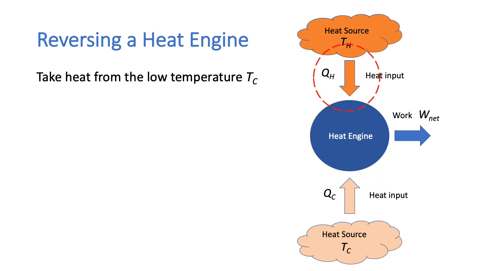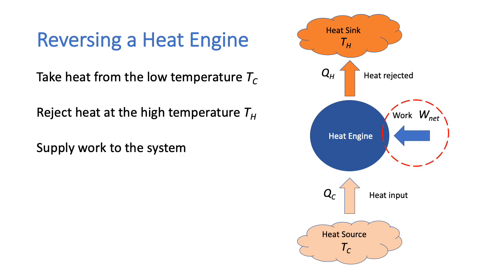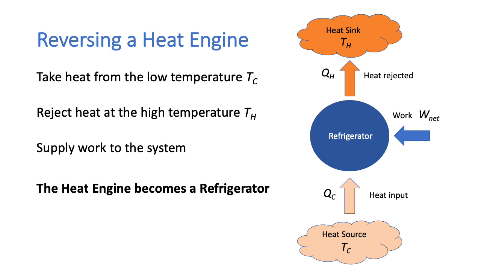Similarly, we can reverse the direction of QH, the heat input. An infinitesimal change will mean that it is heat rejected to the high temperature, TH. Finally, we can reverse the work done. So instead of getting work from the system, we will now supply work to the system. The heat engine now becomes a refrigerator.